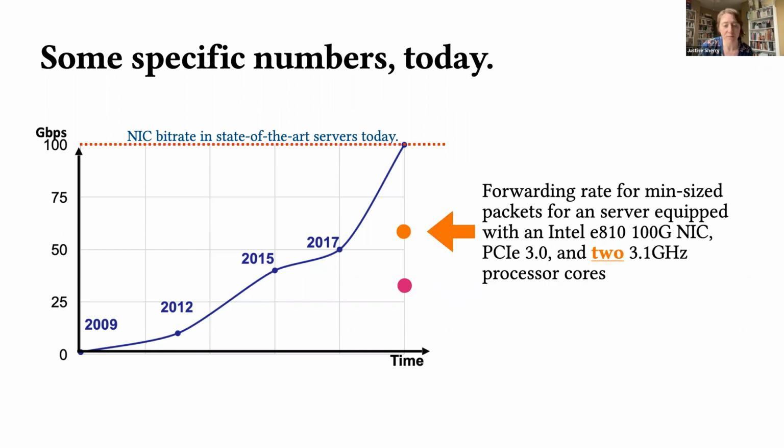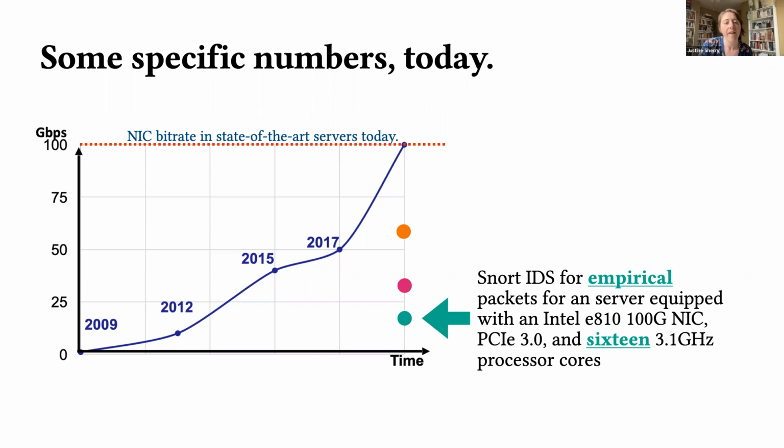With two such processor cores and the same NIC, we're only able to sustain about 60 gigabits per second. And for a robust application like the Snort IDS, even with 16 3.1 gigahertz cores, we top out at under 20 gigabits per second.